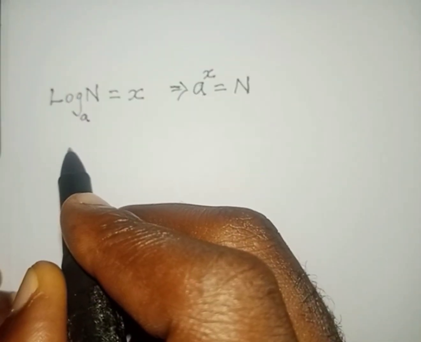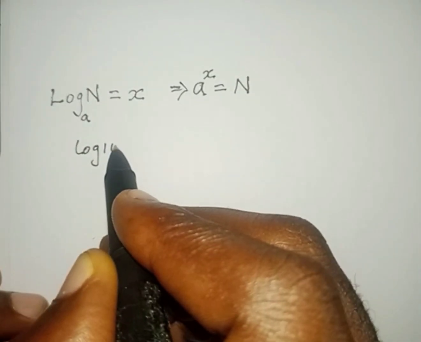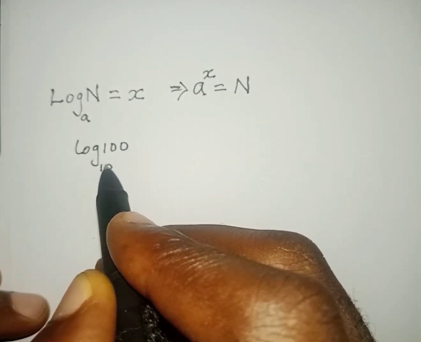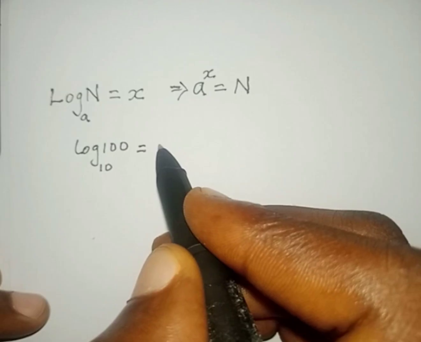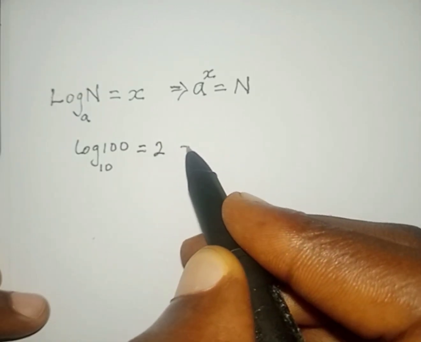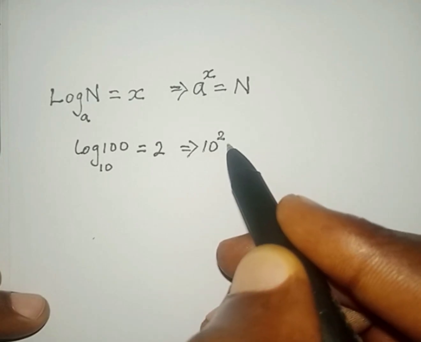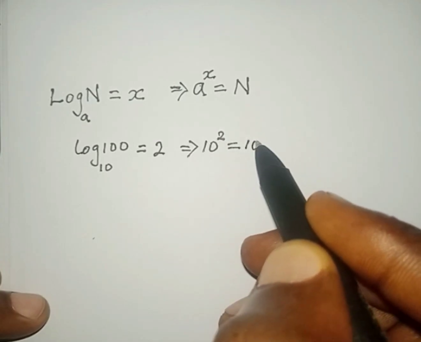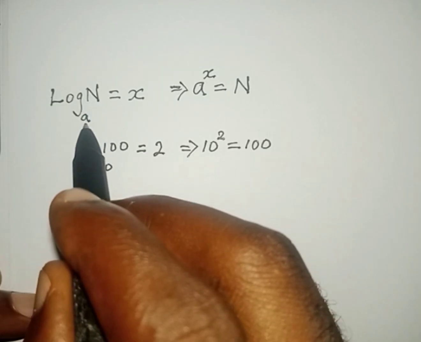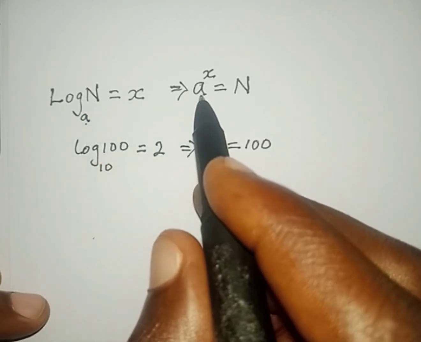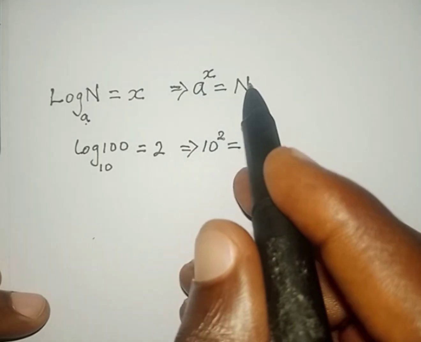For example, if we have log 100 to base 10, this is equal to 2. What it means is that 10 raised to power 2 is equal to 100. So that's this definition: log n to base a equals x can be written in index form as a raised to power x equals n.